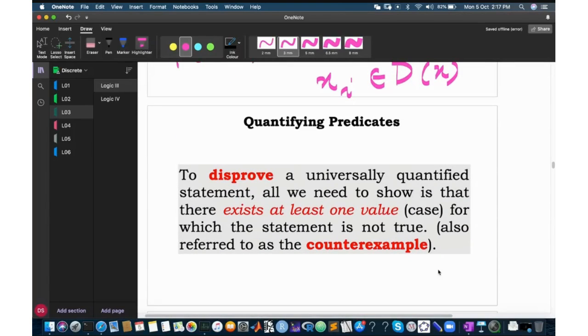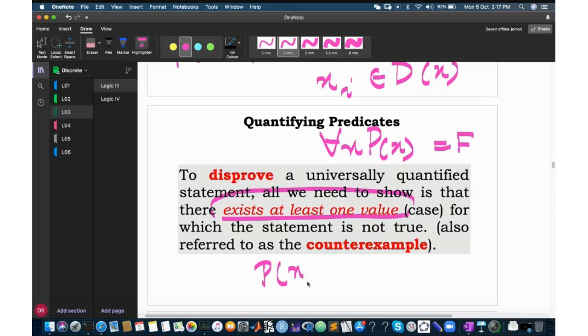To disprove a universally quantified statement, again the same statement, we suspect that this statement is not true. If we believe that this statement is false, all we need is to show that there is one value for which this is false. All we need to show is that there is some x for which this is false.